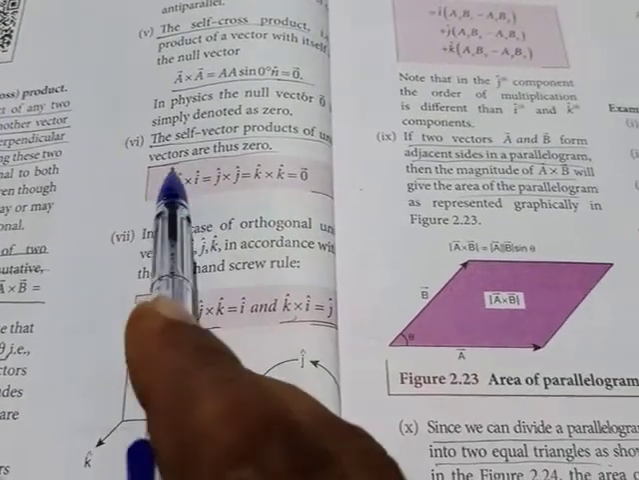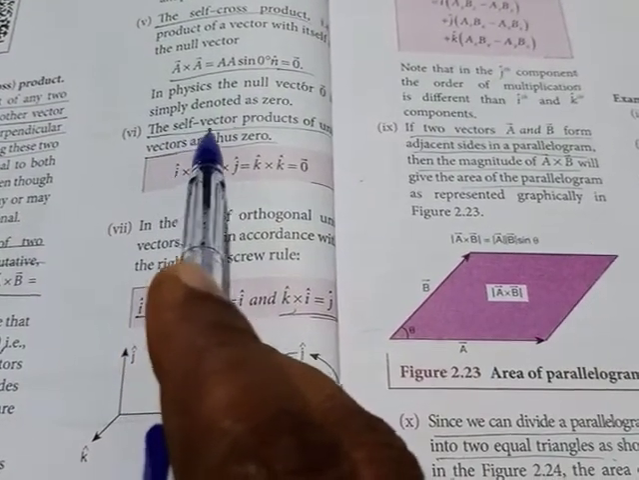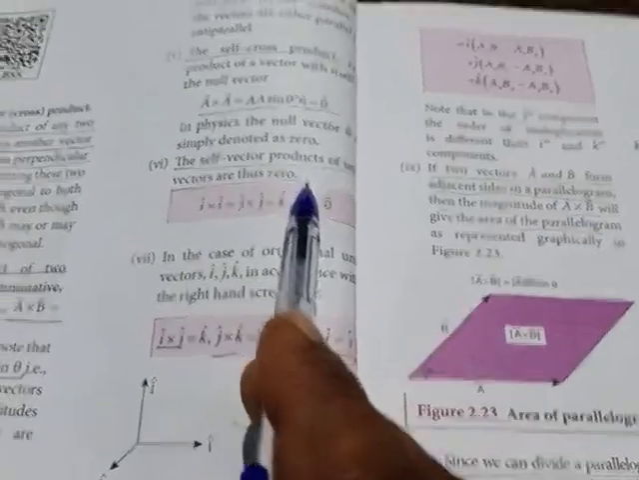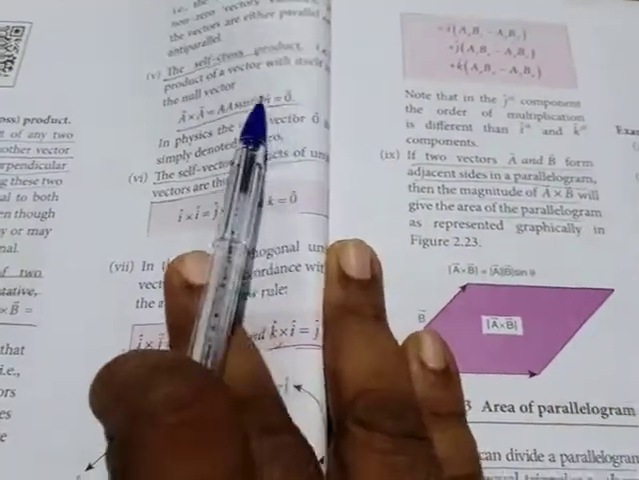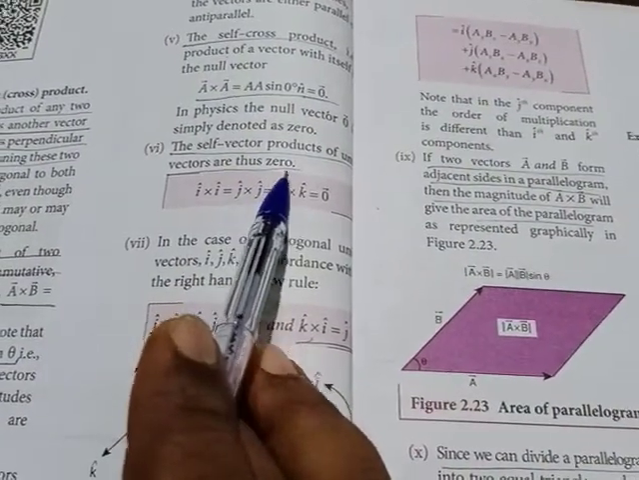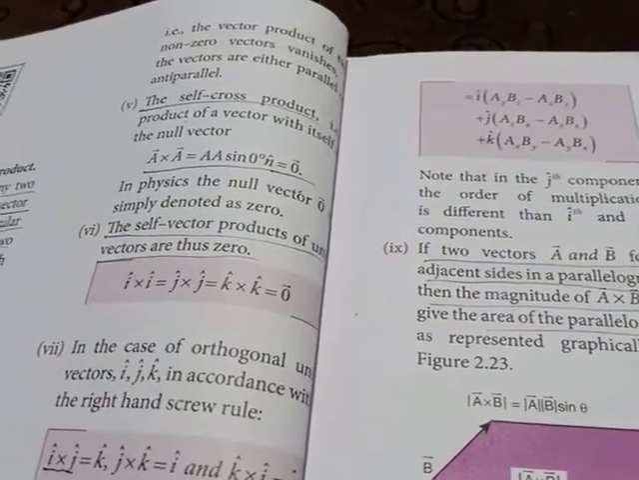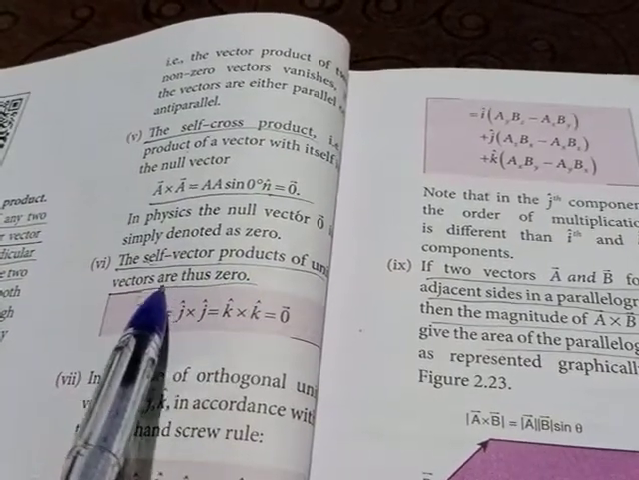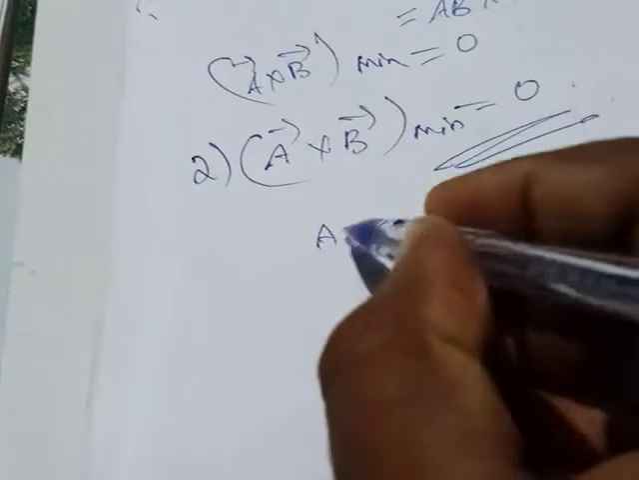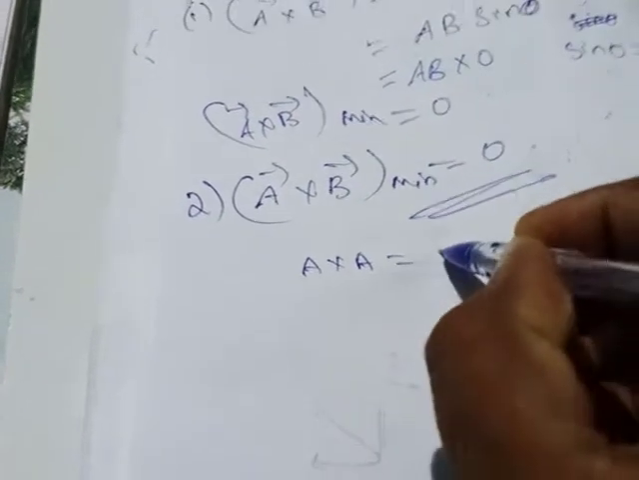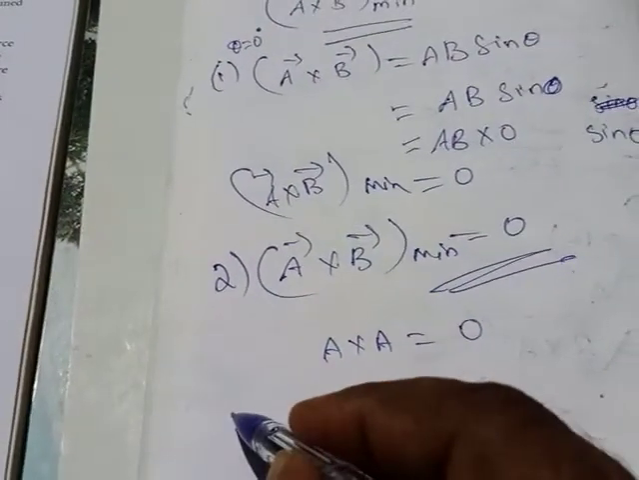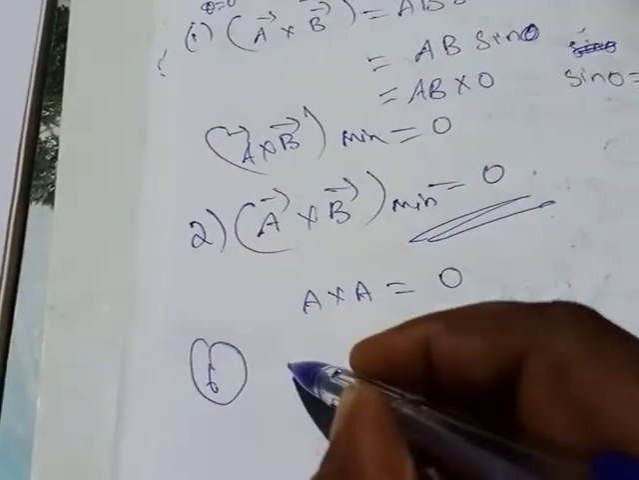Next one is the sixth point. The self vector product of unit vectors is 0. So we know that A cross A is 0, so here we can write, that is the sixth point.